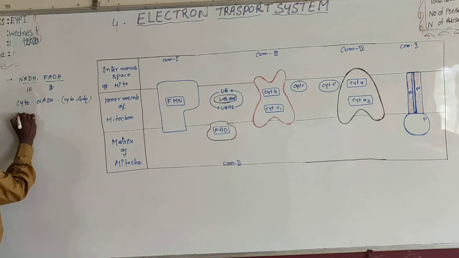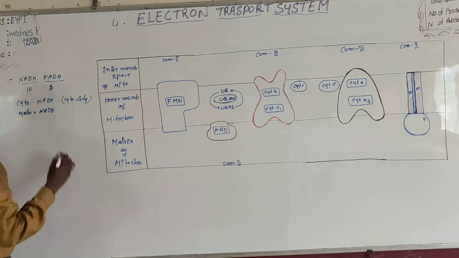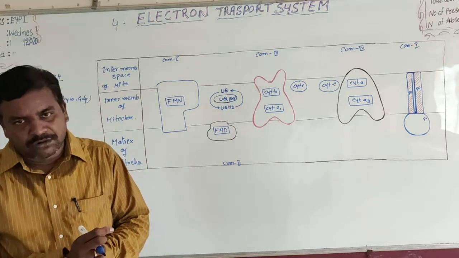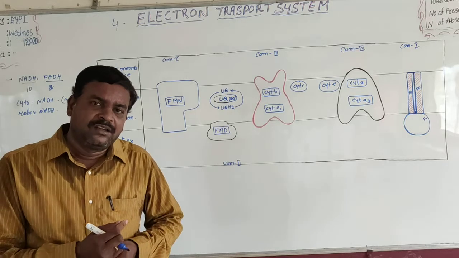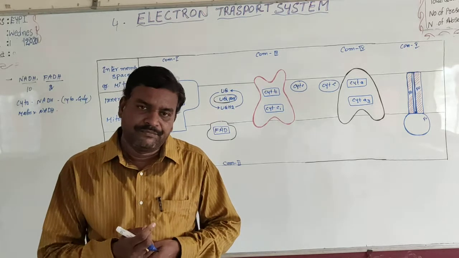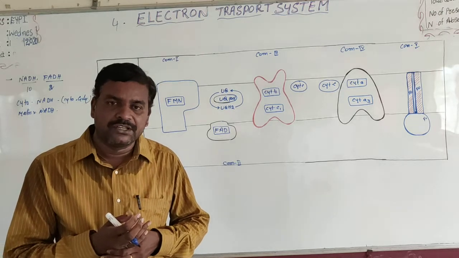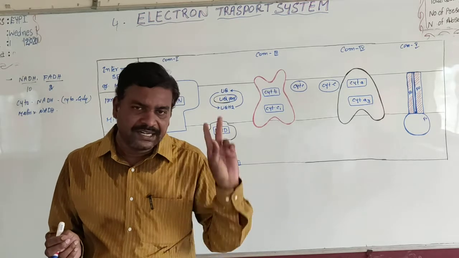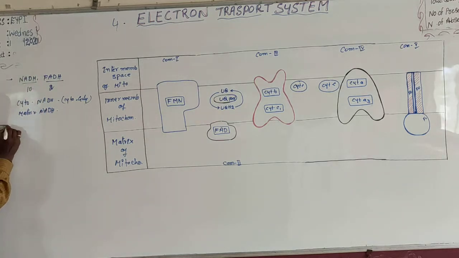Similarly, the remaining 8 are called matrix NADH2. Total 8 matrix NADH2 are found inside the mitochondrial matrix. The NADH2 which are found in the mitochondrial matrix are called matrix NADH2. Therefore, depending upon the location of their synthesis, NADH2 are divided into cytosolic NADH2 and matrix NADH2. Cytosolic NADH2 2, matrix NADH2 8.